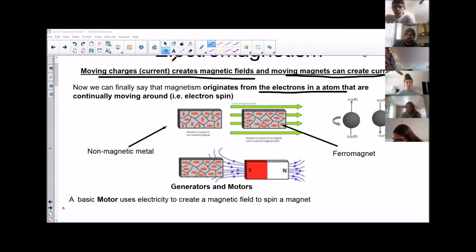So yeah, the important part: moving charges create magnetic fields, moving magnets create electric current or fields. And so the origin of magnetism comes from electrons in an atom moving around.